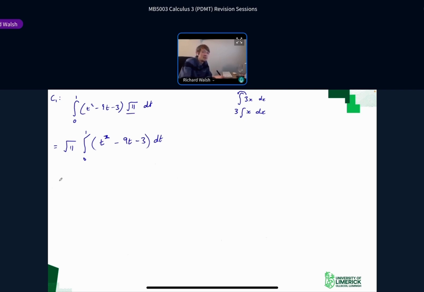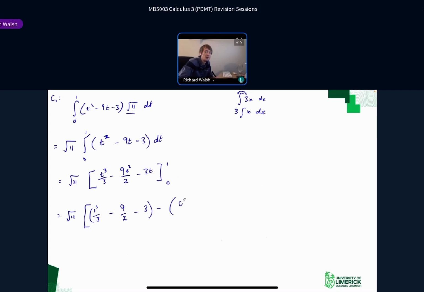So they're all just standard integrals. I'll add 1 to the power and divide by the new power. T squared will give me t cubed over 3. Add 1 to the power, divide by the new power, and a constant will just integrate to minus 3t, between 1 and 0. I have limits, so I go upper limit minus lower limit. The root 11 I'm just leaving. So 1 cubed over 3, so this is my upper limit going in, minus 9 times 1 squared over 2, minus 9 over 2, minus 3 times 1 is minus 3, minus our lower limit. When you plug in 0 into each of those terms, they'll each just go to 0. So we can forget about that one.